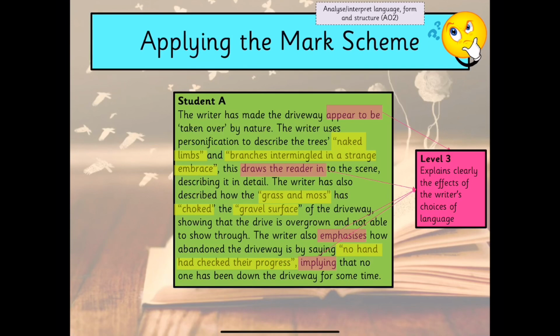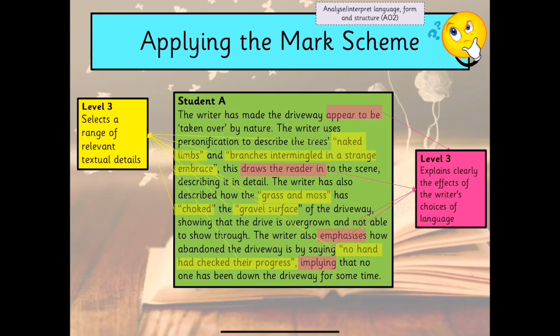In terms of evidence, they've used quite a lot of quotation, and again, that would get it into level 3, because it's a range of relevant textual details. Again, the key word there is relevant, so you cannot get level 3 for using evidence if you're using loads of quotes indiscriminately. The quotes you use have to be relevant to the points you are making, and they have to back up what it is you're saying.